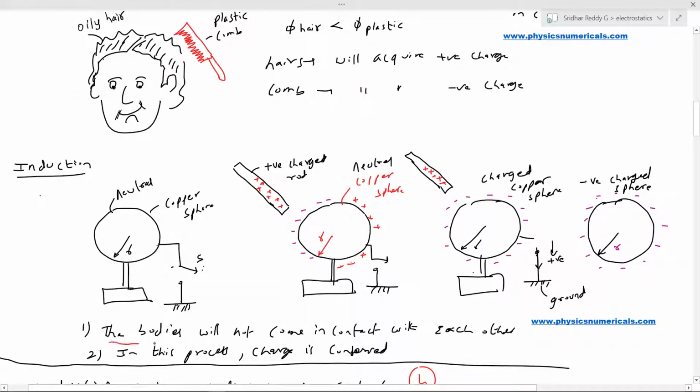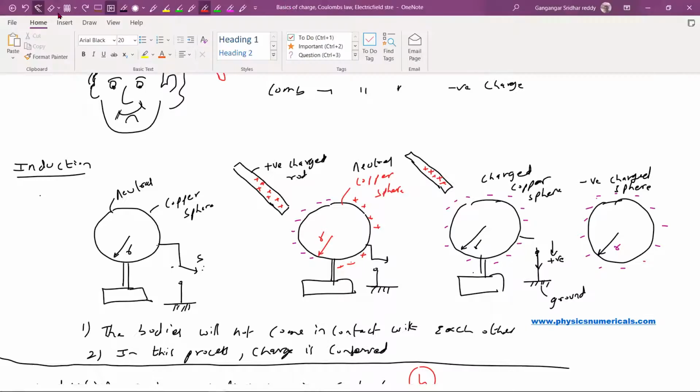The two bodies will not come in contact. They will not come in contact. The two bodies will not come in contact.